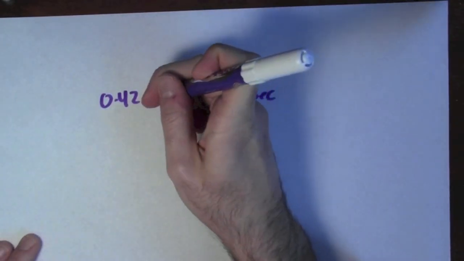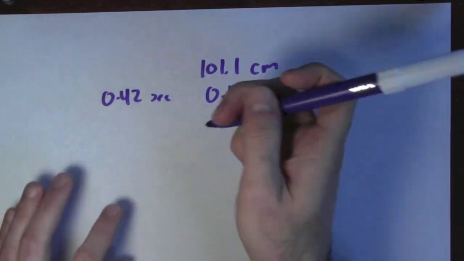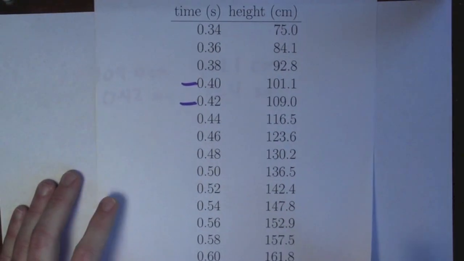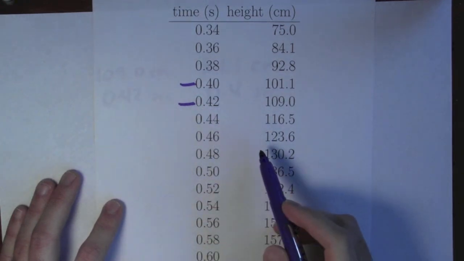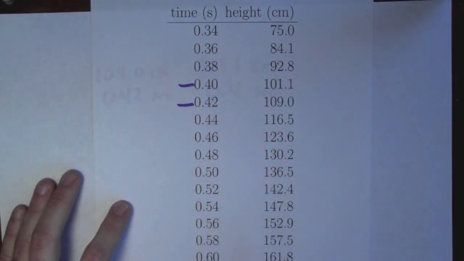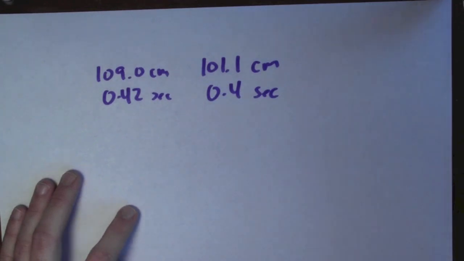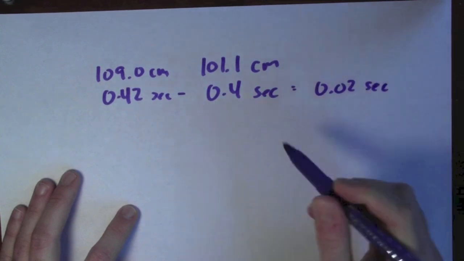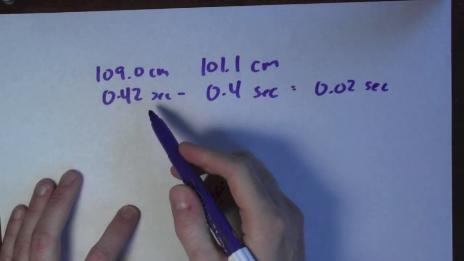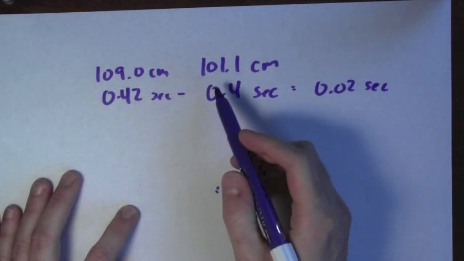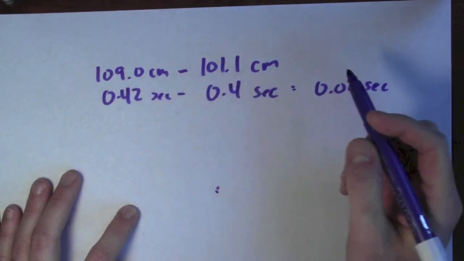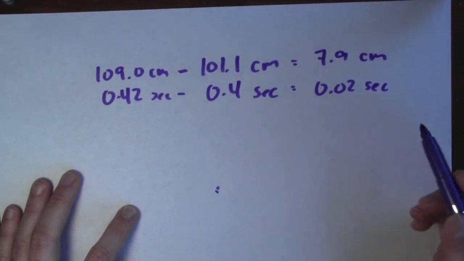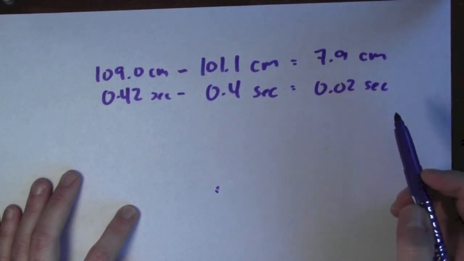0.42 seconds after Bart releases the ball is 109 centimeters above the ground. That's what this chart is telling me. So that means during the very tiny time interval, 0.02 seconds, that elapsed between 0.4 seconds and 0.42 seconds after Bart releases the ball, the ball has traveled how far? Well, 109 minus 101.1 centimeters is just 7.9 centimeters. So in 0.02 of a second, the ball has traveled 7.9 centimeters.